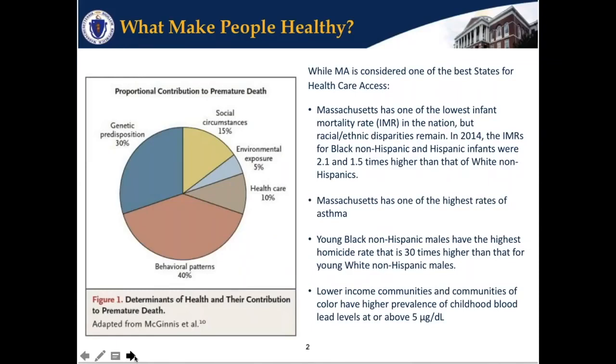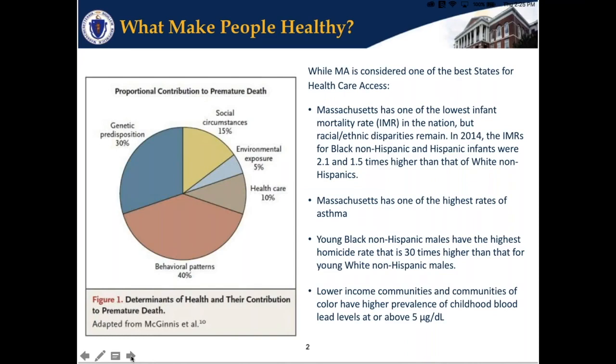To provide some context on what we're going to be talking about briefly today, I wanted to mention the determinants of health, and something I'm sure that you've heard about, that 40% of the premature deaths are caused by behavior patterns that could be modified by preventative intervention. And so with that in mind, we also think about different aspects of vulnerability in Massachusetts.